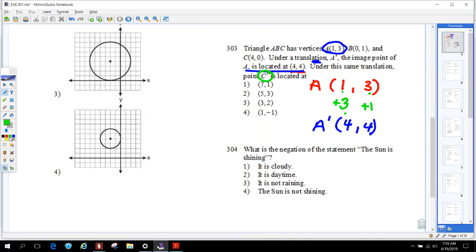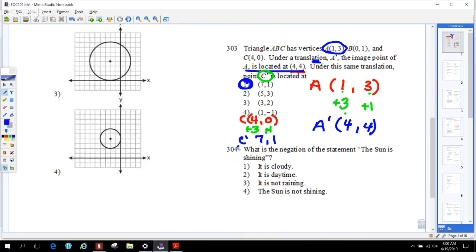So we're going to write down our original C. Our original C is 4, 0. We're going to follow the exact same rule, which is add 3, add 1. So when we do that, C prime is going to be 7, 1. So choice 1. That is a very fun problem. It's super easy.